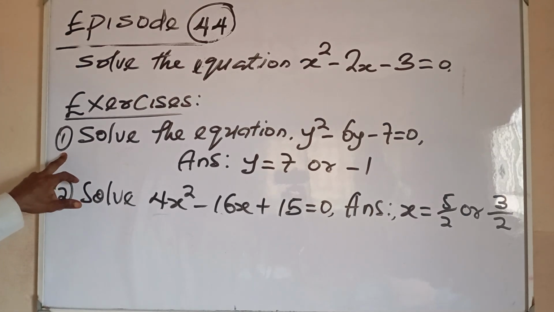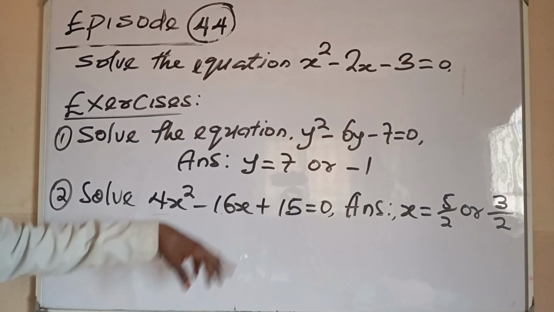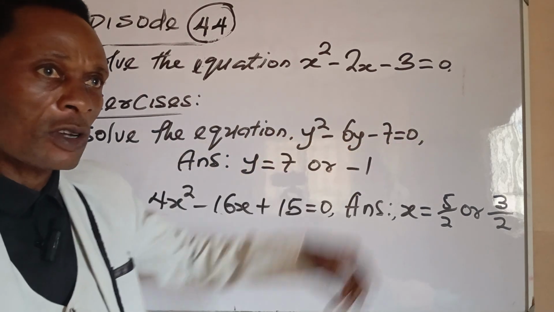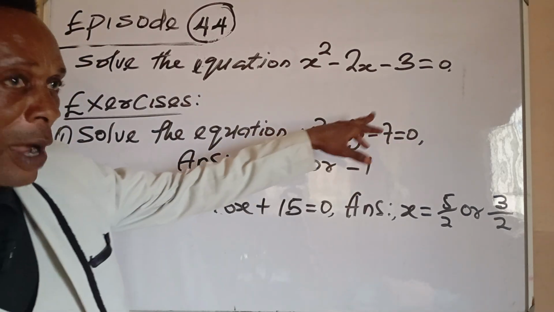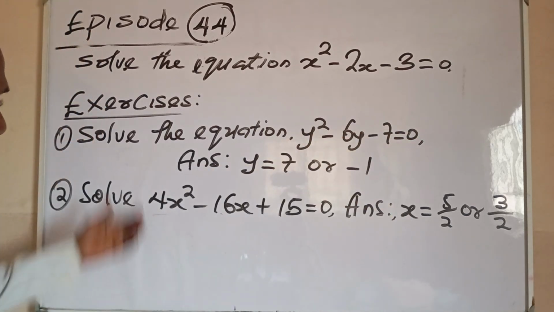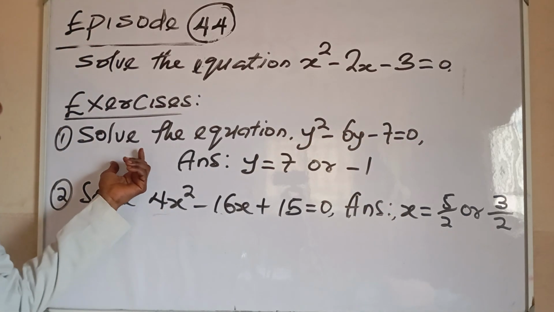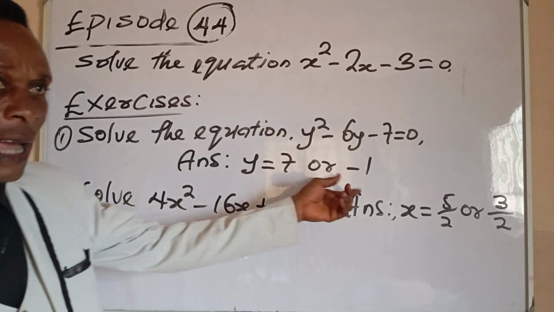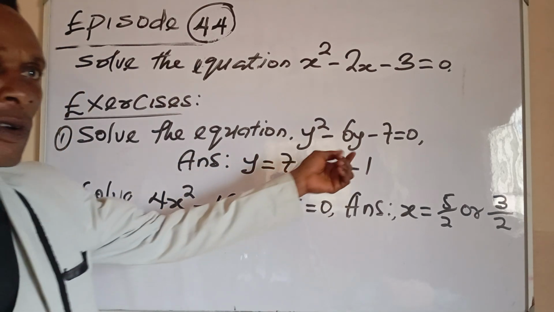Question 1 under the exercise says, solve the equation y squared minus 6y minus 7 equals 0. And the answer to question 1 is y is either 7 or minus 1.